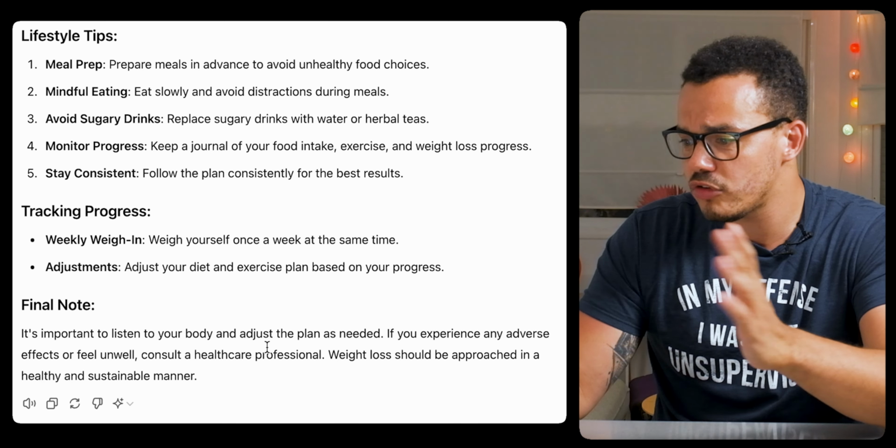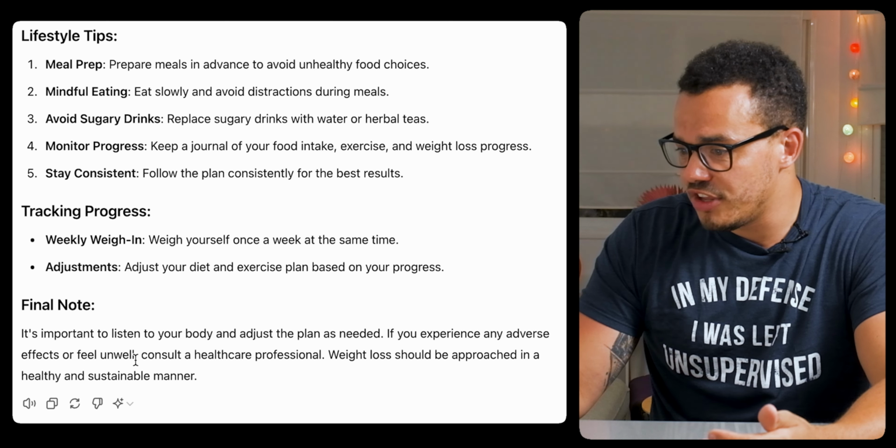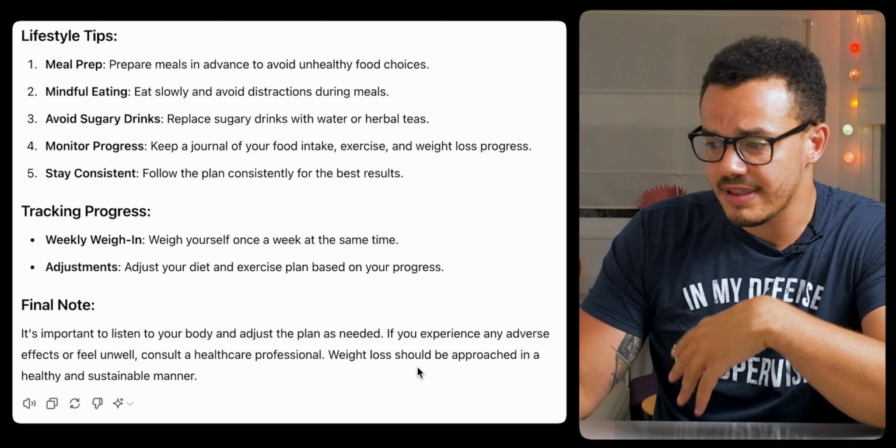It's important to listen to your body and adjust the plan as needed. If you experience any ill effects, or aren't feeling well, go to your healthcare professional, and it should be approached in a healthy and sustainable manner. So comparing the two, Perplexity gave a decent answer, but by and large, off the same basic prompt, ChatGPT gave a much better answer.